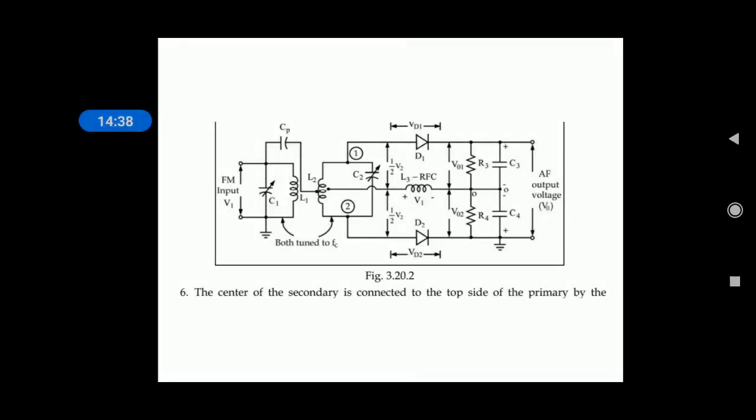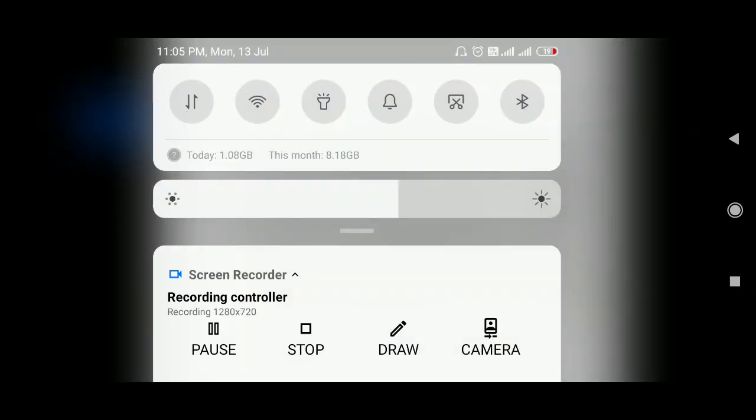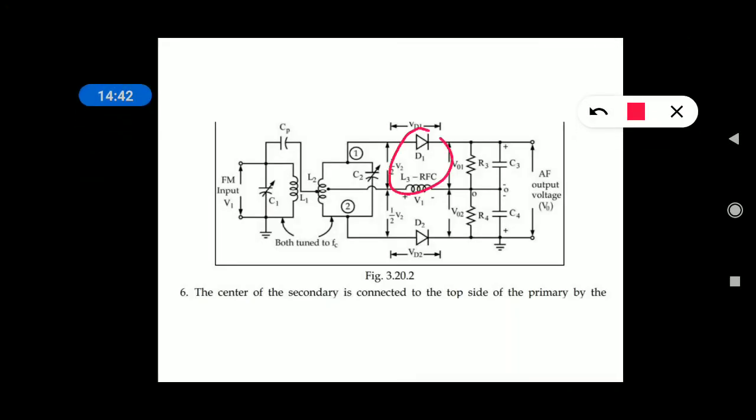There are two diode detectors, one upper diode detector and one lower. This is one diode detector and this is another diode detector. The reason is, when input is positive, one diode detector will take care, and when the input is negative, the other diode detector will take care, and it converts into a baseband signal.